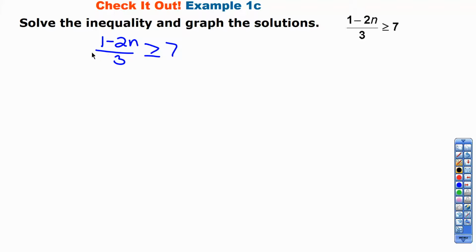All right, so everybody has 1 minus 2n over 3 is greater than or equal to 7. So the first thing that we need to do is figure out what is happening to n.